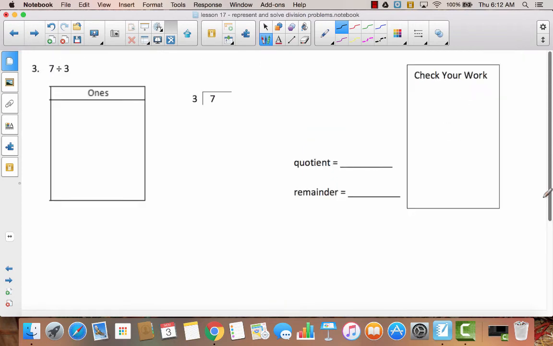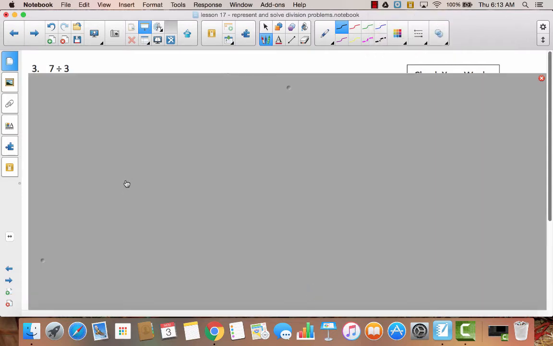quarter. All right, so let's try 7 ones divided by 3. I think that you can probably do this one all by yourself. I'm going to pause the video and I want you to try to do as much of this as you can by yourself. Okay, so let's take a look at our place value chart.